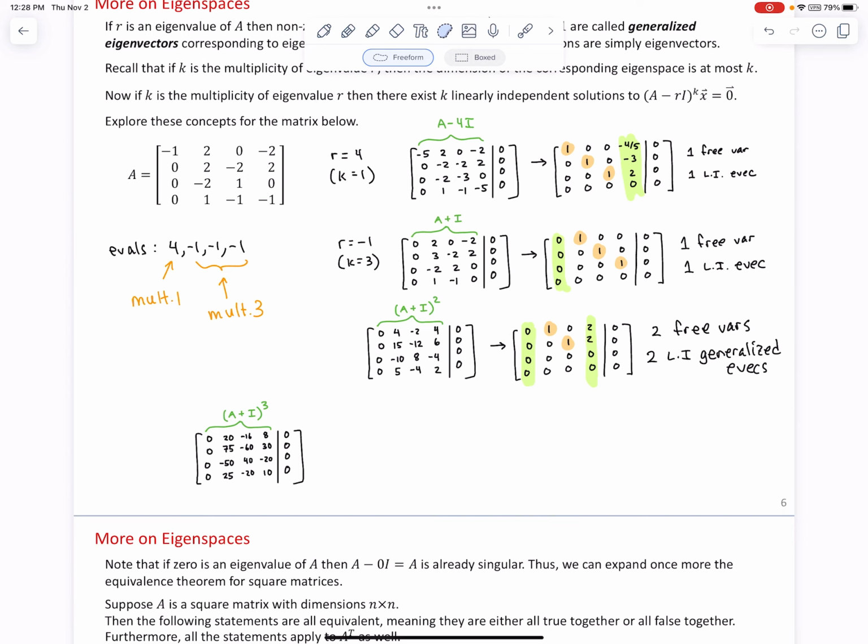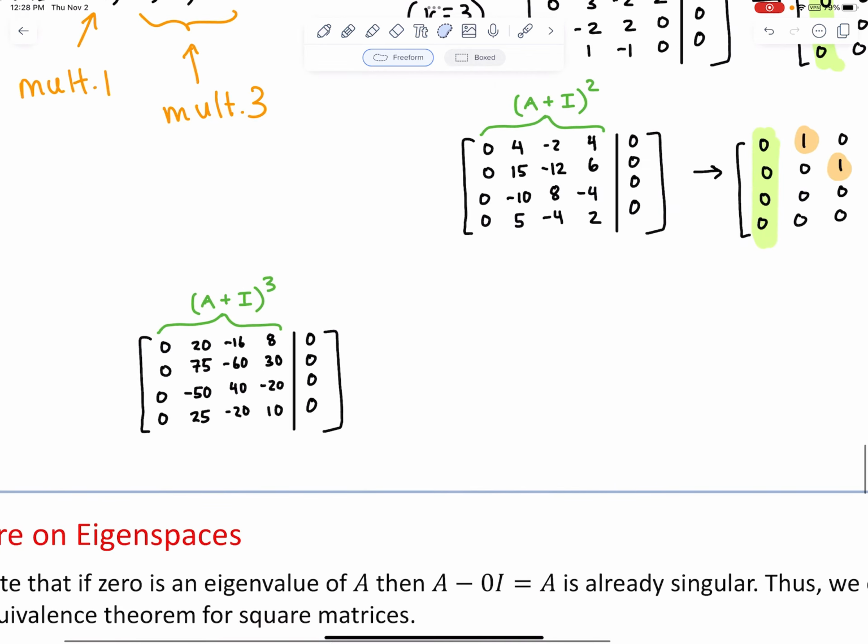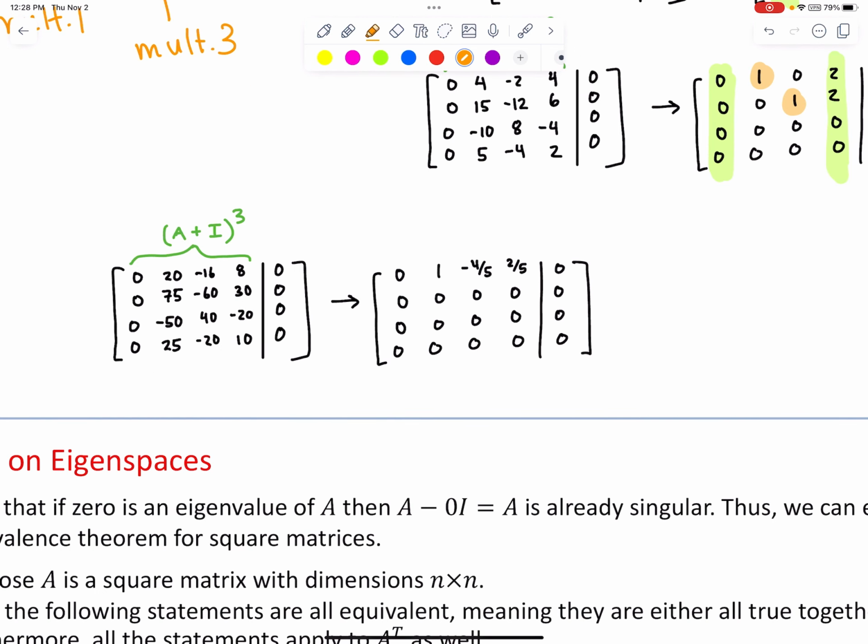If we cube A plus I, we get this 4x4 coefficient matrix, and then we augment it with the 0 vector. And now let's put this in reduced row echelon form. Notice we have only 1 pivot position this time. So we have 3 free columns, or 3 free variables. This means that we're going to find 3 linearly independent generalized eigenvectors. Let's go ahead and do that.